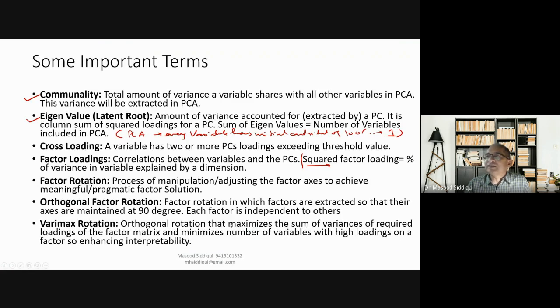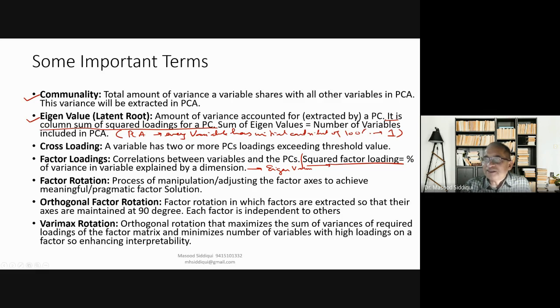Let me show you this. Yes, this is the thing that I am discussing here, the squared factor loading. It tells us the percentage of the variation in the variable explained by the dimension. So it is equal to the eigenvalue. Here again the definition is there. It is the column sum of squared loadings of a principal component. So this is the part that I have just discussed. It is the column sum of the squared loadings of the principal component.